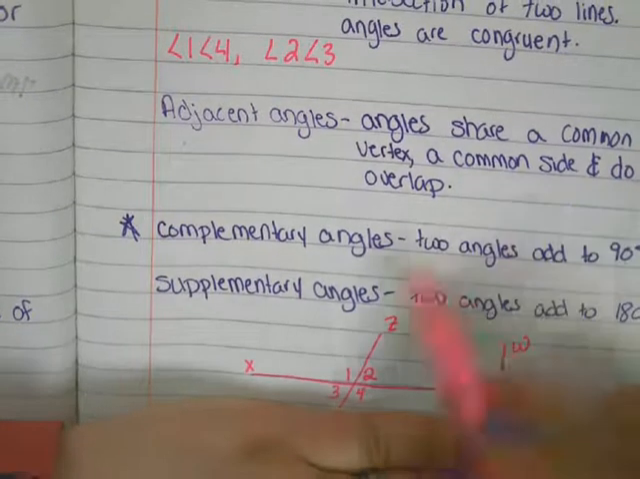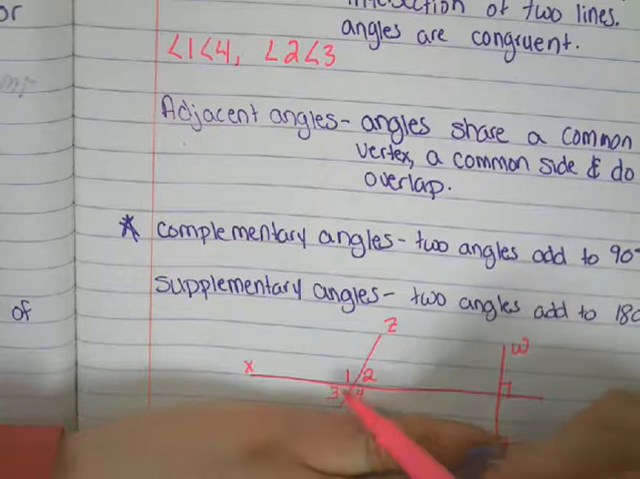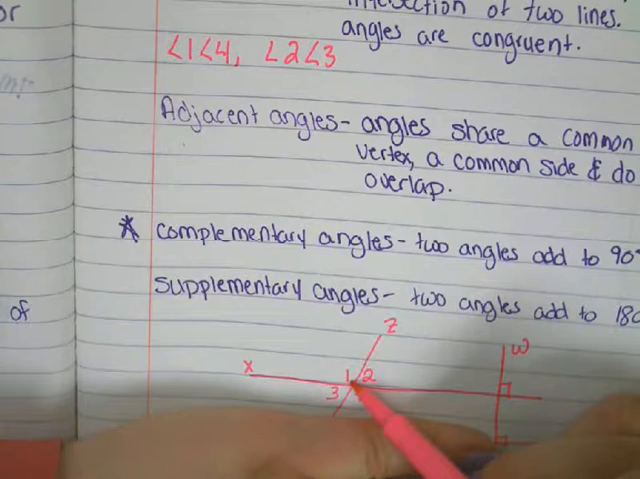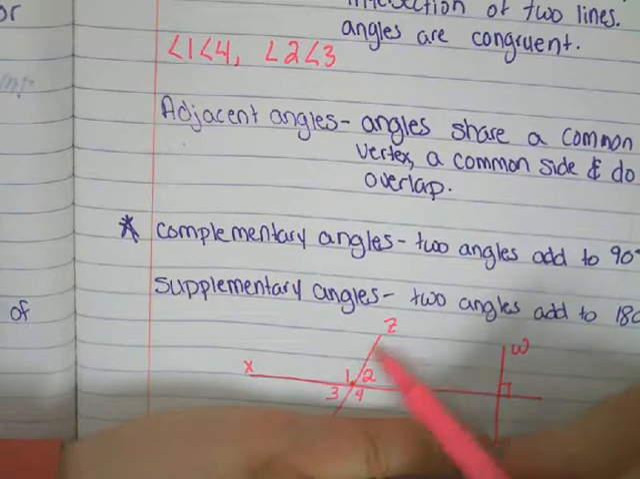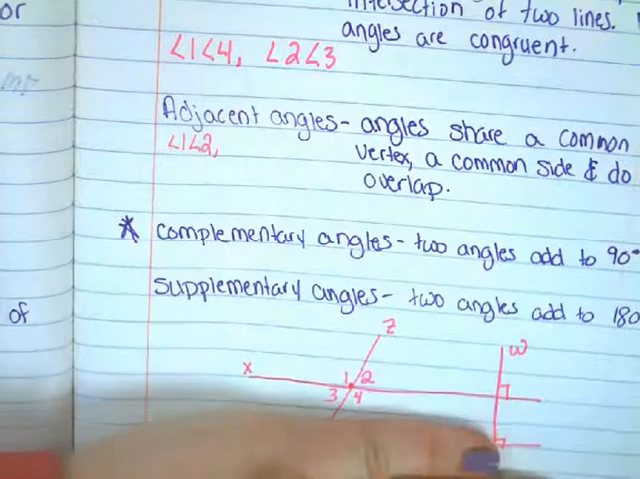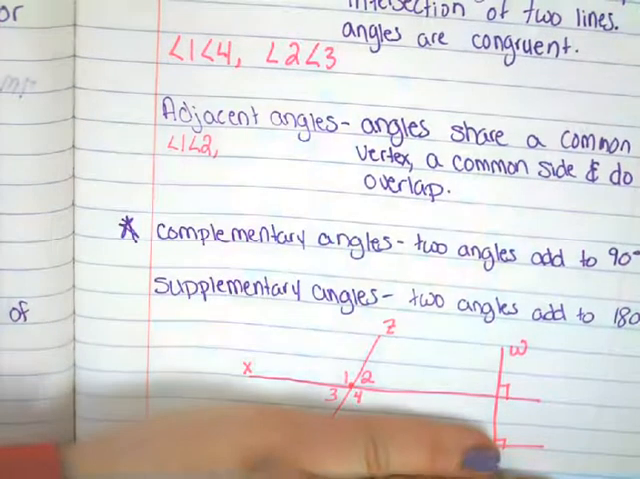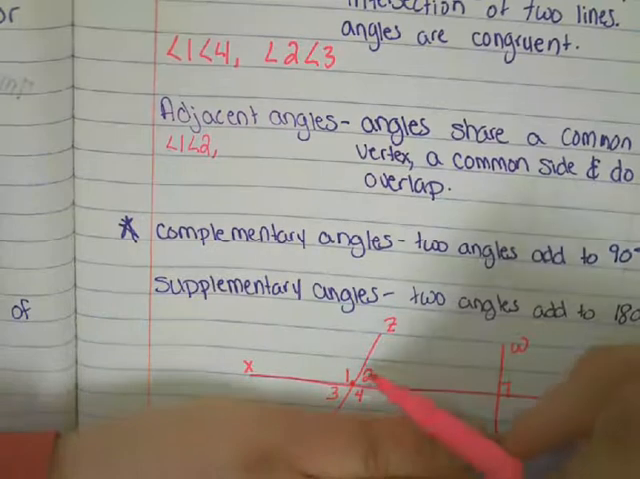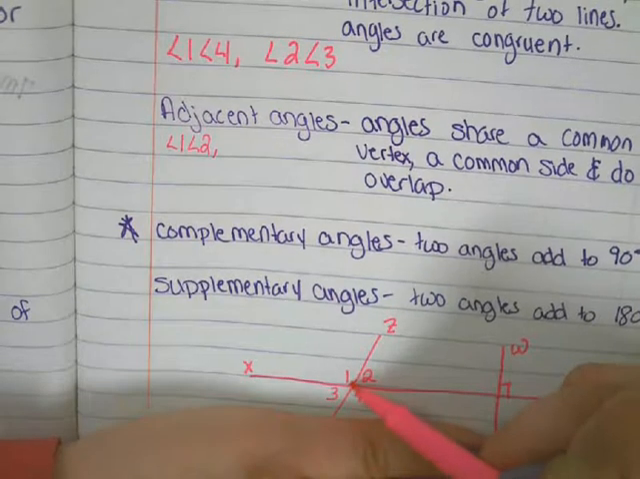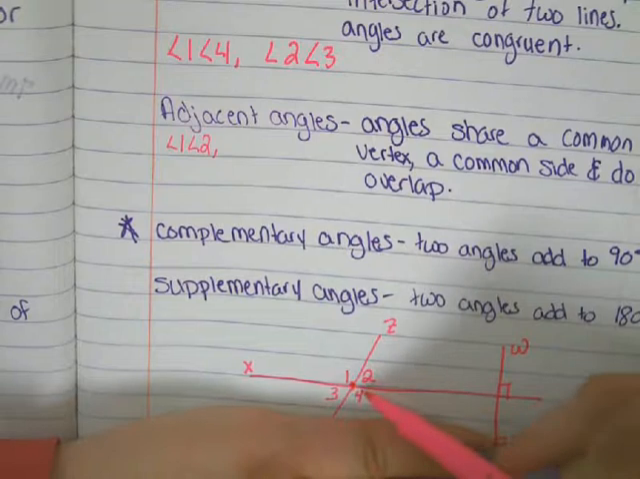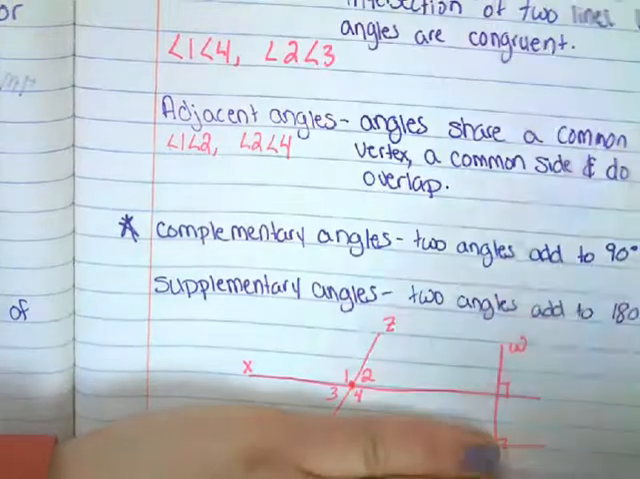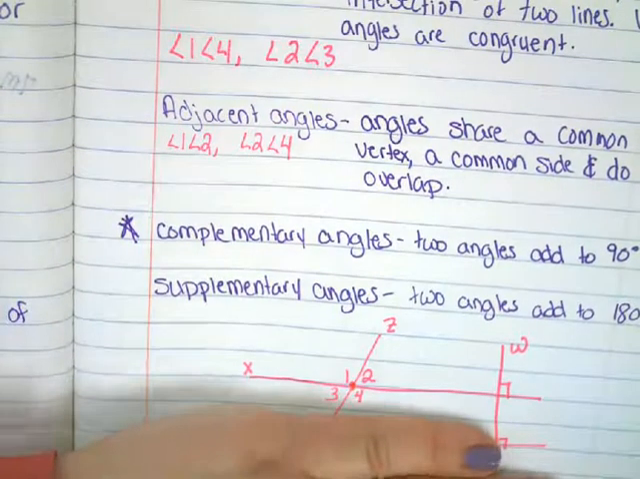But I could also turn it and I could say angle 2 and angle 4 would work, because there's that vertex still and they share this side now. So angle 2, angle 4. Would 3 and 4 be considered adjacent angles? Yes, angle 3 and 4 would. Would angles 1 and 3? Yes.